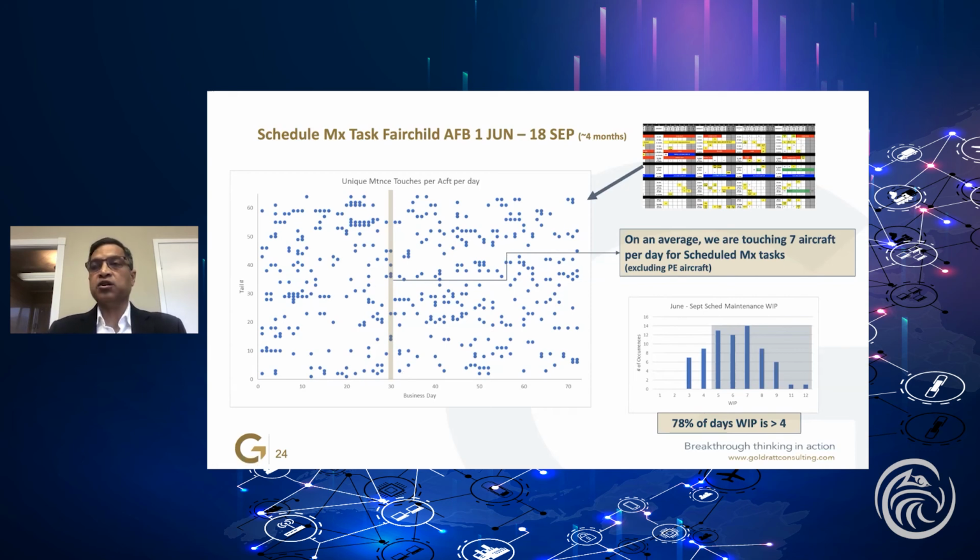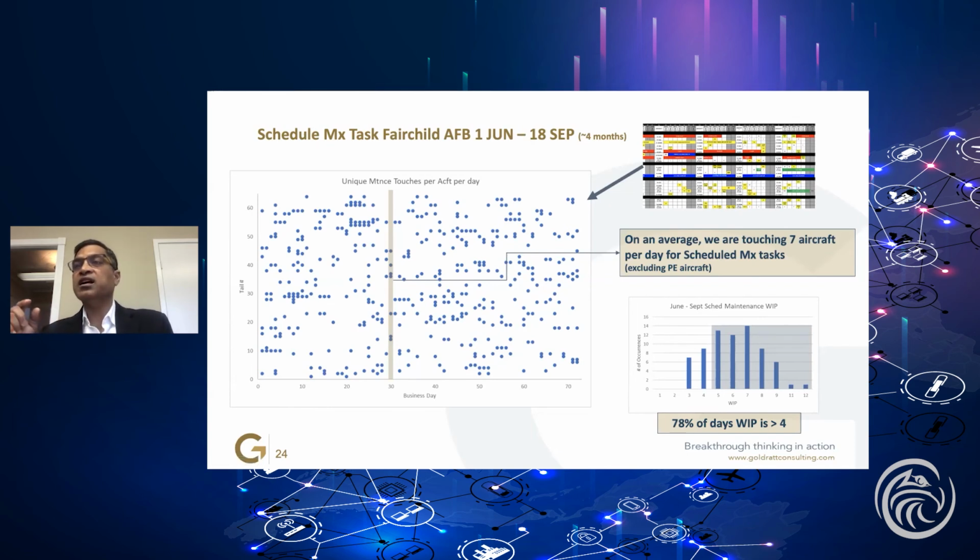Of course, Fairchild has got a lot of aircraft, but even smaller bases found out that they were touching too many aircraft. And in a 60-day period, if I slice it horizontally, you can see how many times an aircraft keeps coming back to maintenance. So on average, they're touching 7 aircraft per day. But if you look at the histogram on the bottom right, you see more days. There are days with even 8, 9, 10. About 78% of the days, there are more than 4 aircraft down for scheduled maintenance.